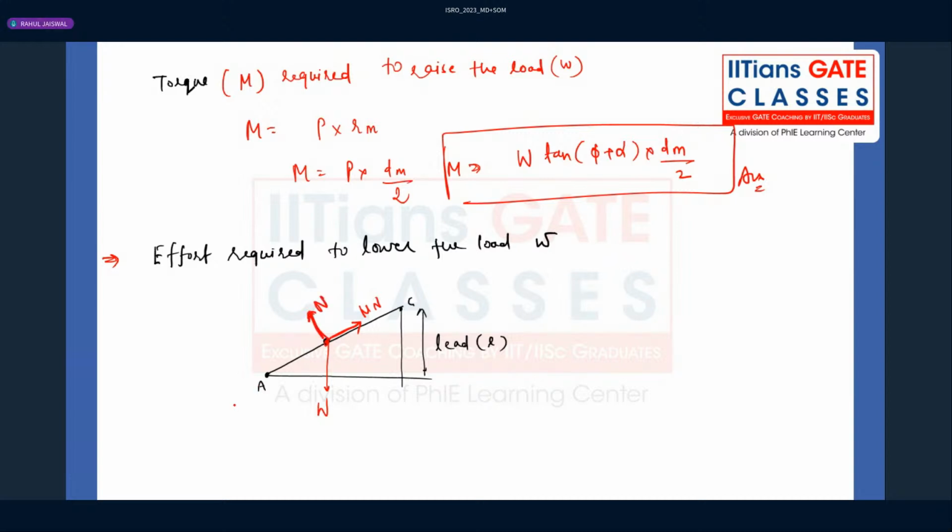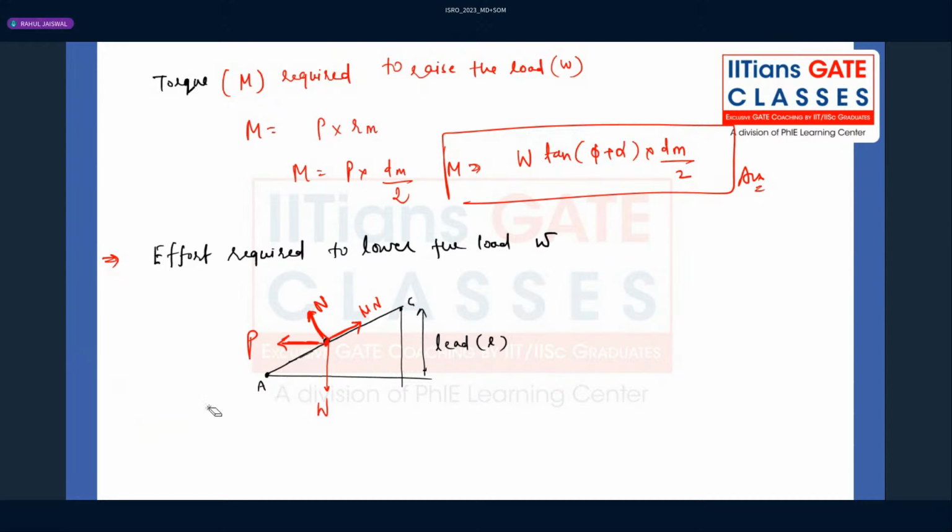And the effort will be required in the opposite direction of what? Of the friction. The opposite direction of the coefficient of friction, that is P. Whatever the friction force is acting, P will be required in the opposite direction of mu N, but tangentially, right? Tangentially. Do not draw the P value like this.